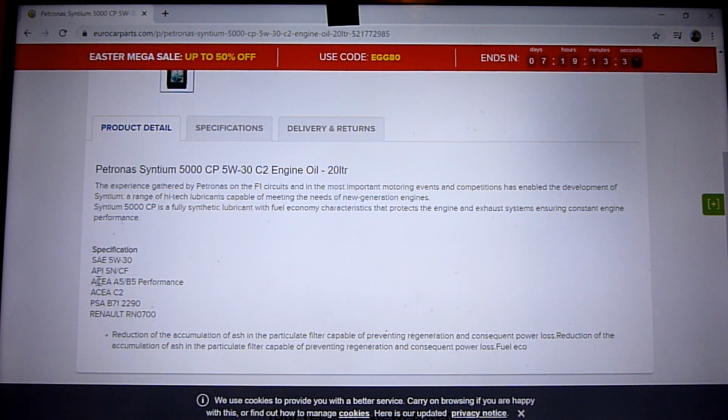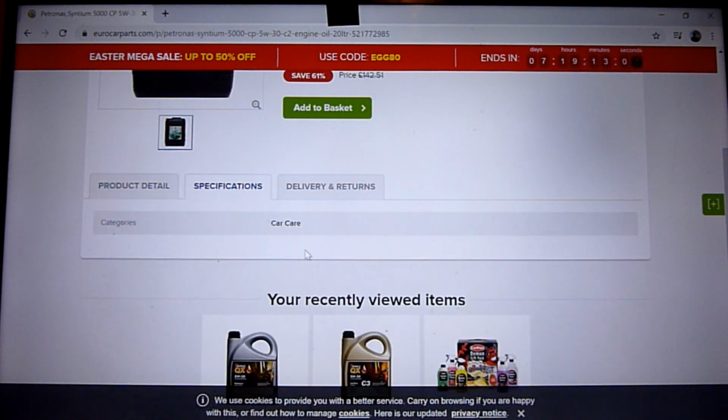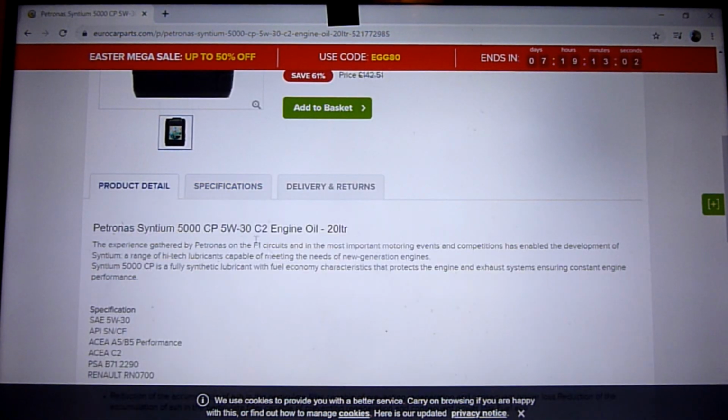So where's our numbers? Here it is. A5, B5, that's okay, because it says there, or you can choose this one, A5, B5. There's that C2 number, so slightly higher. Suitable for Renault cars, didn't say for Ford. So it's fully synthetic with fuel economy. Yes, it is true. It's the experience gathered by F1 circuits. Alright, so we know it's got slightly higher ash, not that one.